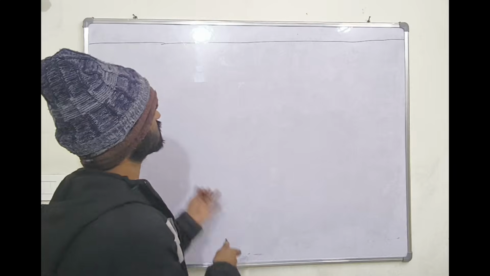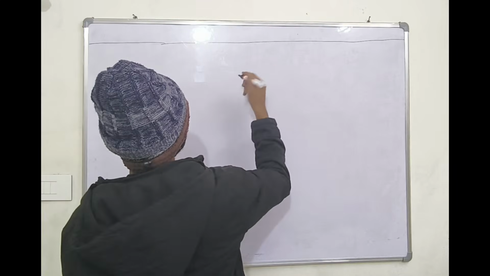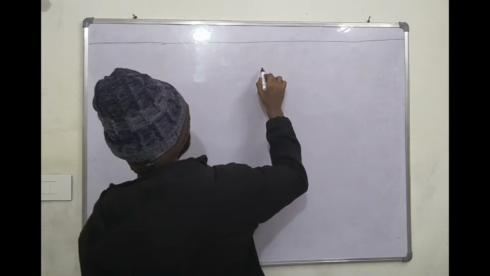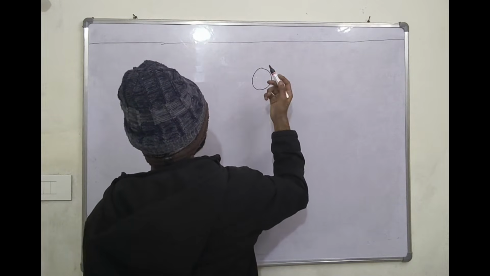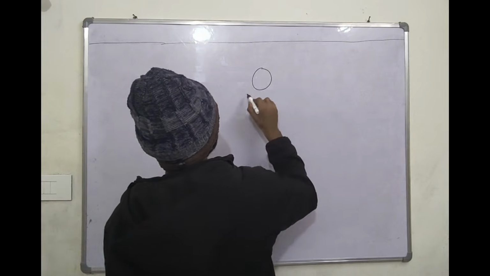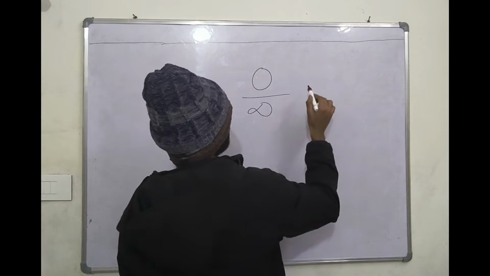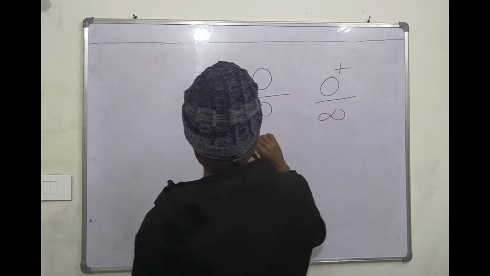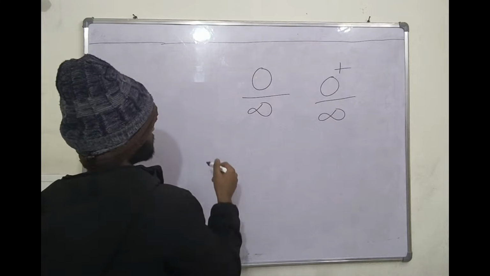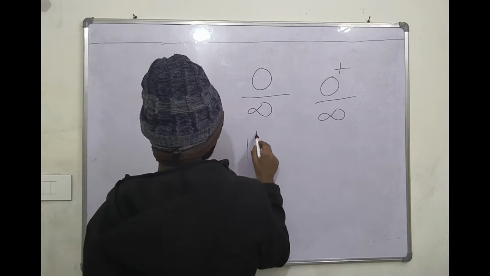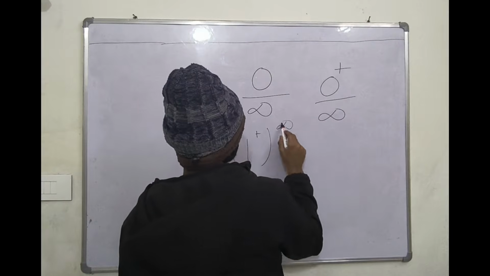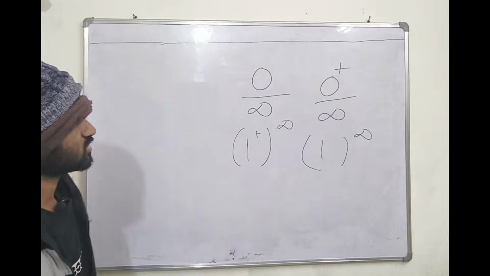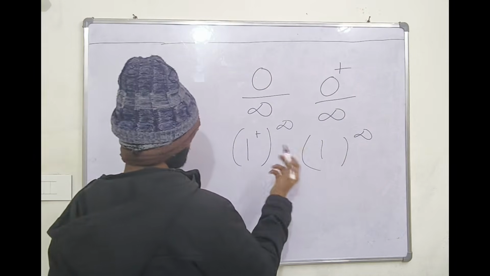Like, let's take examples. Students get stuck, they get confused with respect to the difference between exactly 0 power, 0 by infinity, 0 plus by infinity. This is exactly 0, this is tending to 0, and 1 plus whole power infinity, and exactly 1 whole power infinity. Students get stuck with this. And some more examples.